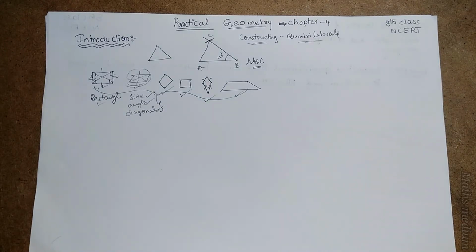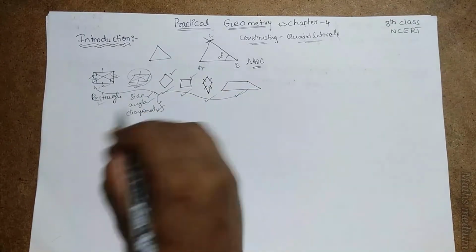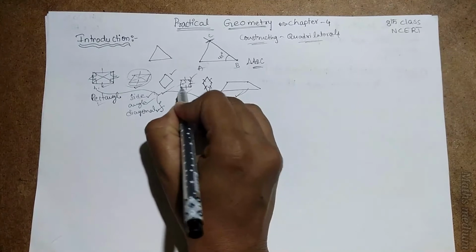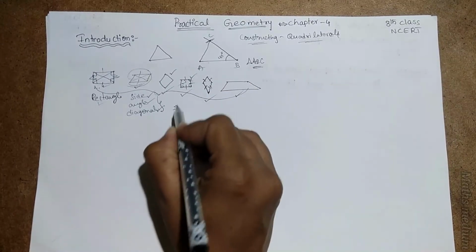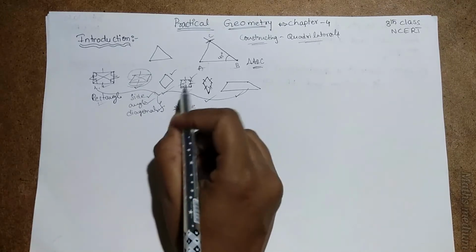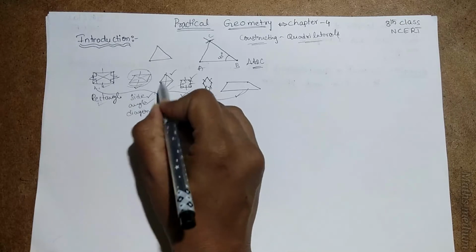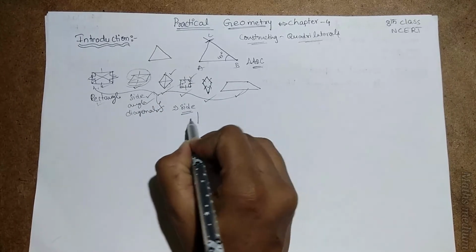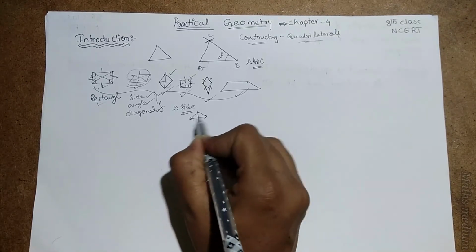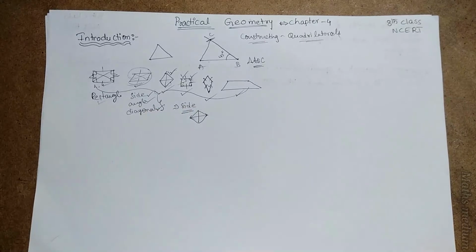In case of special cases like a square and a rhombus, we know that a square has all four sides equal and has 90 degrees. So there is a chance of being given one side. Then we have to construct a square. In case of a rhombus also, if they give a diagonal. So diagonals are equal to each other. So if they give one diagonal, we have to construct a rhombus also. These two are special cases of construction of quadrilaterals.